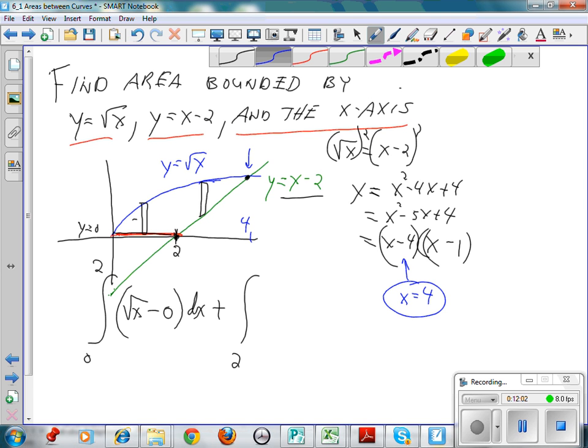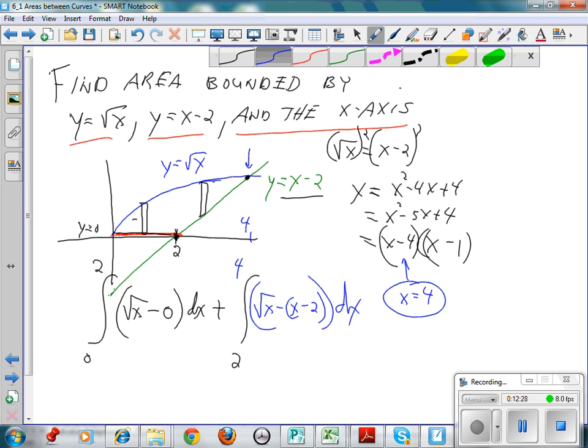So I'm going to go from 2 to 4 of what? Well, that's going to be the square root of x minus x minus 2. Why is that tricky? Nothing really tricky about it. It's just that if you see the problem a different way, you might realize it could be easier.